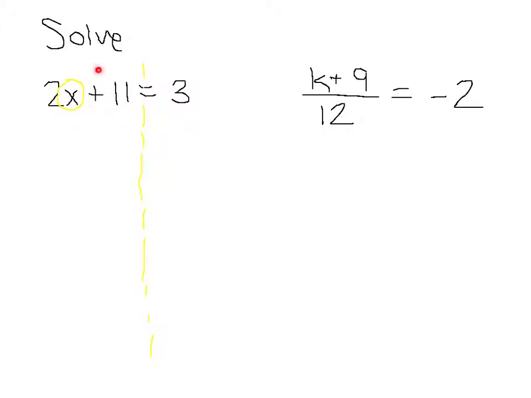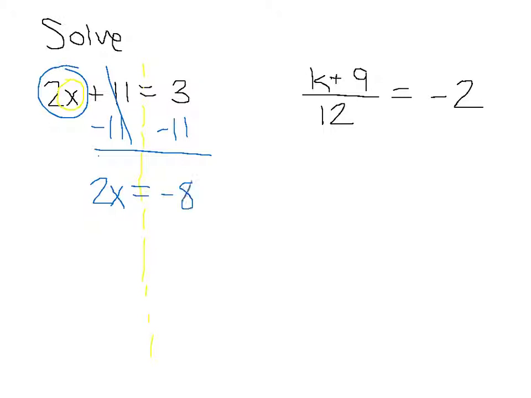In order to get rid of that plus 11, I'm going to minus 11. Whatever I do to one side of that equal sign, I have to do to the other side. So that way this cancels out. It just becomes 0. We don't need to write 0. So the only thing left on the left-hand side of the equation is this 2x. The equal sign always stays over that line, and 3 minus 11 gives me negative 8.